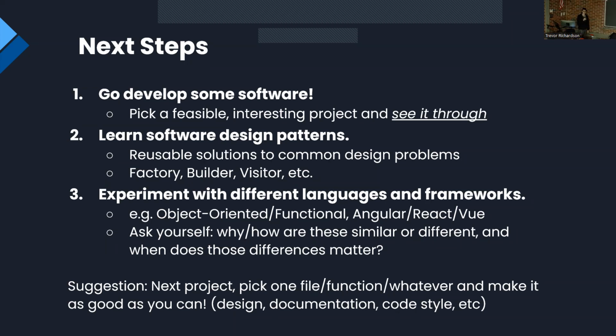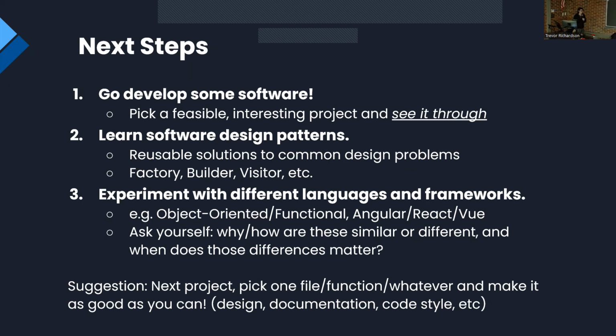And then finally, and probably one of the most important, is to experiment with different languages, frameworks, tools, technologies, and other things like that. One example is object-oriented languages versus functional languages, or things like Angular, React, Vue. In general, you're trying to answer for yourself the question: why or how are these similar? Why or how are they different? And when do those differences matter? You're trying to build a mental model of what the important things are about this framework or that framework, and why they do things in some ways, and which is better in certain scenarios. Getting that type of understanding is really going to help in the software design space, and is really going to help in software as a whole.